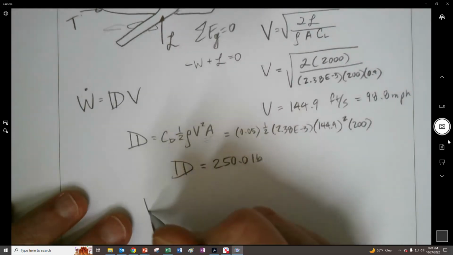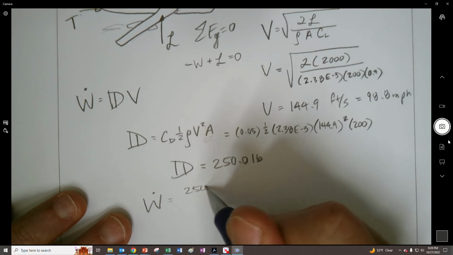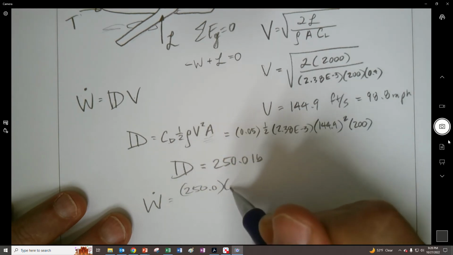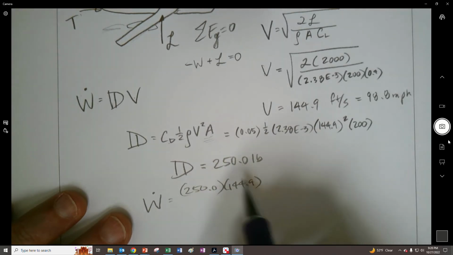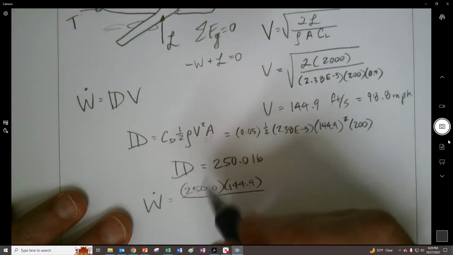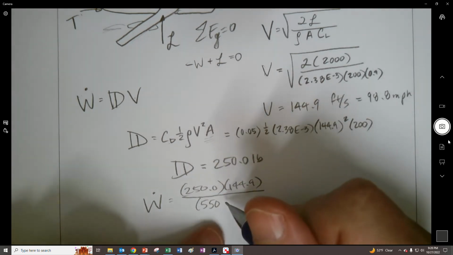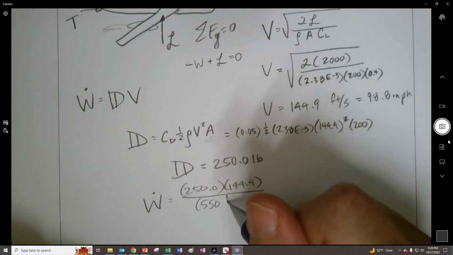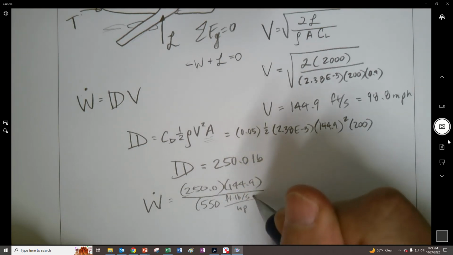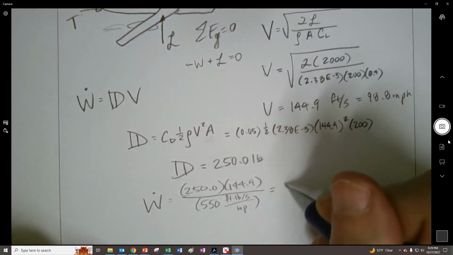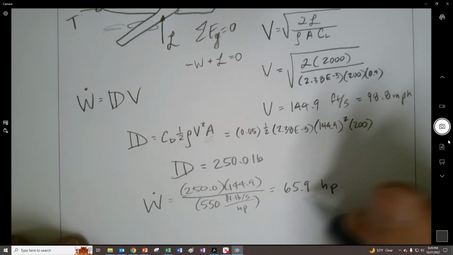But now we can find what the power is going to be by taking 250, multiplying it by the 144.9, and you get pound feet per second. And so we usually want to use the 550 conversion, which is foot pounds per second per horsepower, and that'll give us the horsepower, and that comes out to 65.9 horsepower. Boom, boom.